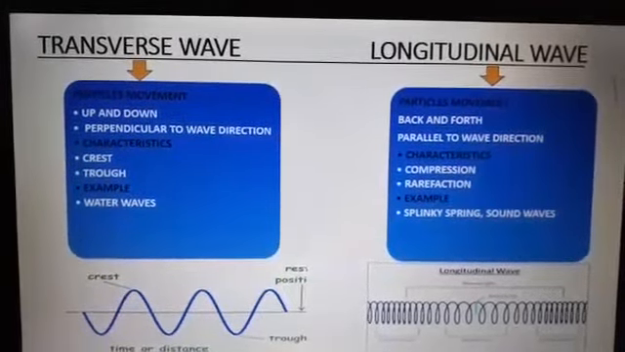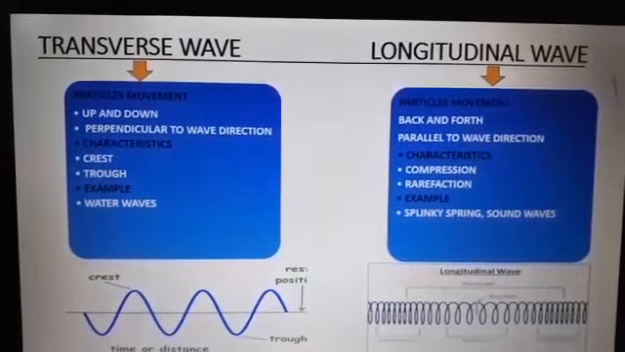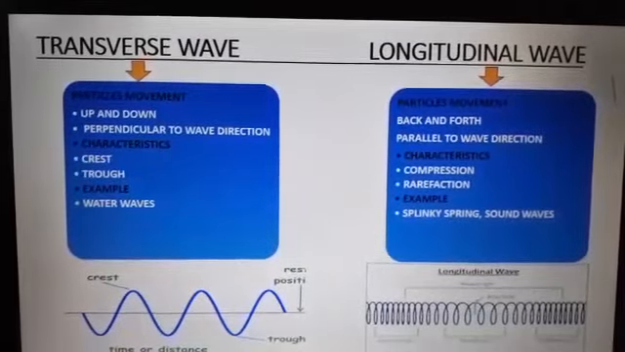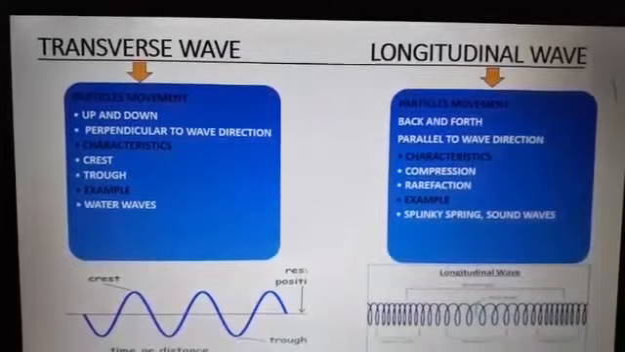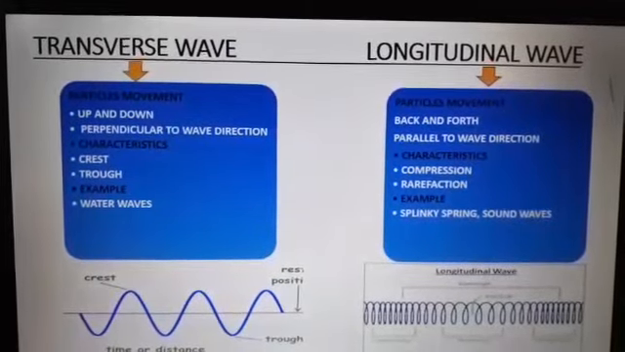So we can clearly observe the difference: in a transverse wave the particle movement is perpendicular to the wave direction, but in a longitudinal wave the direction is parallel.